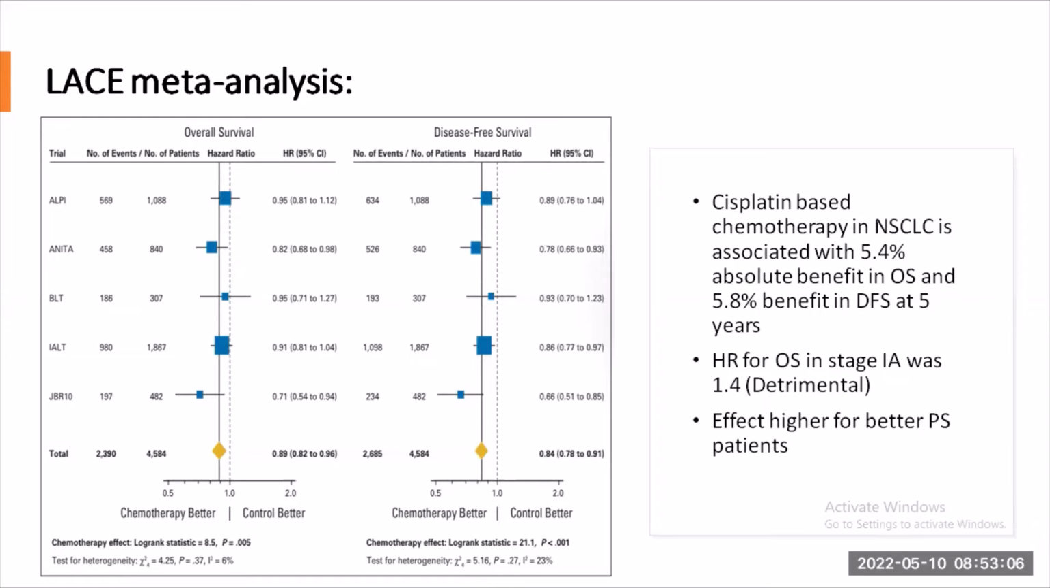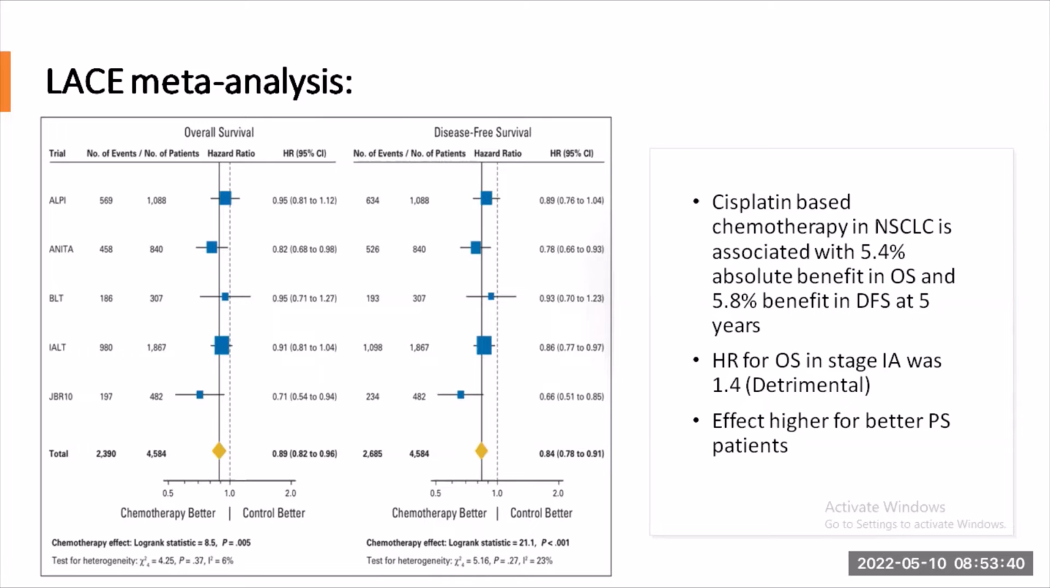After all these trials, a meta-analysis came, which is the Lung Adjuvant Cisplatin Evaluation meta-analysis. This meta-analysis included the 6 most important trials of that time. And it showed a 5.4% absolute OS benefit at 5 years and an absolute DFS benefit of 5.8%. But again, you have to understand that the hazard ratio for OS in stage 1A was 1.4. So it was actually detrimental.